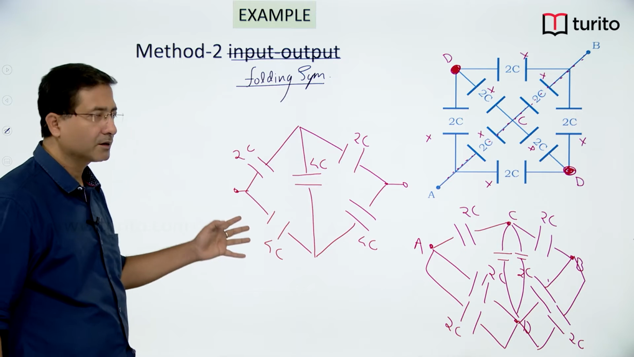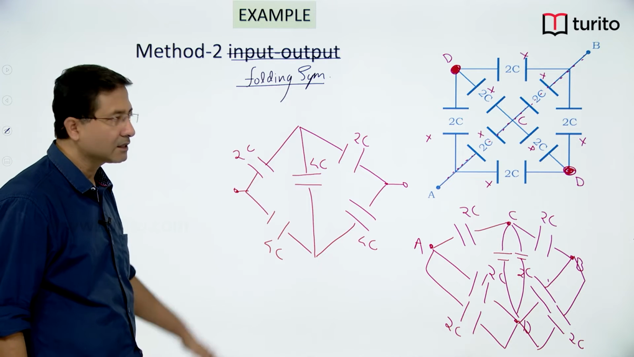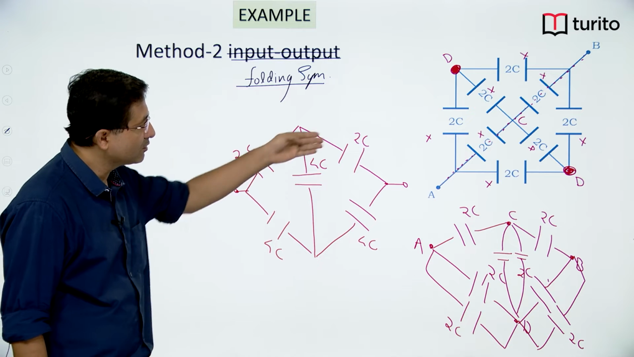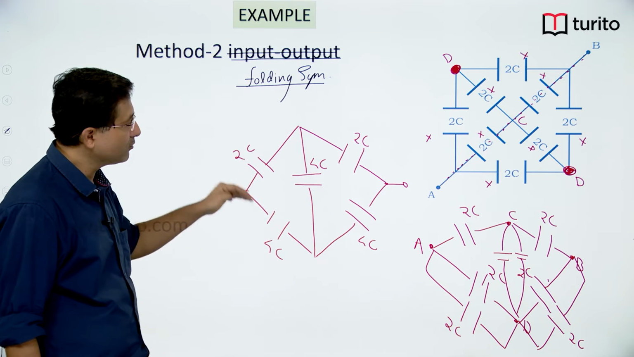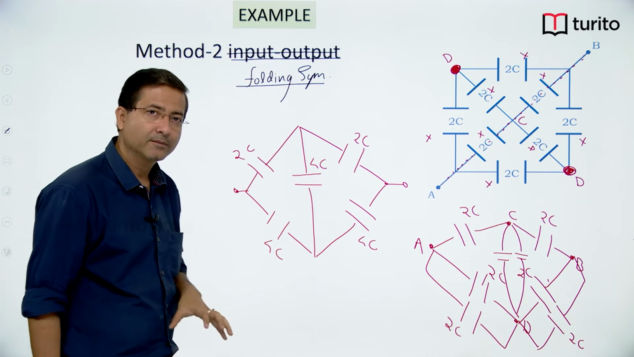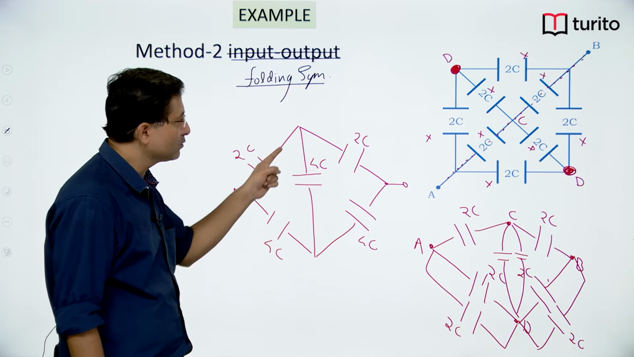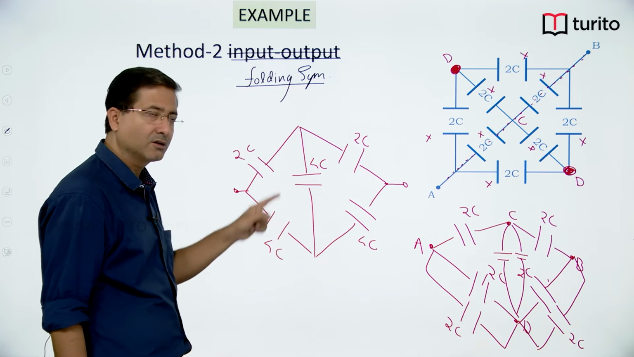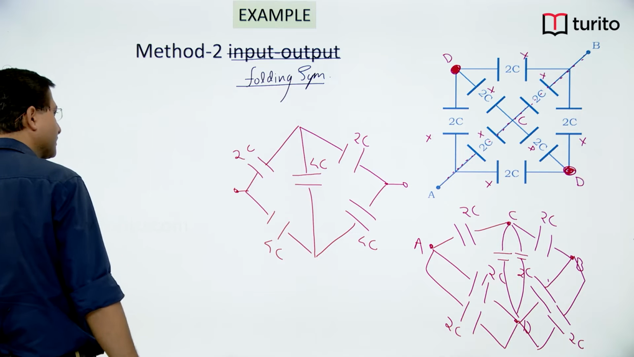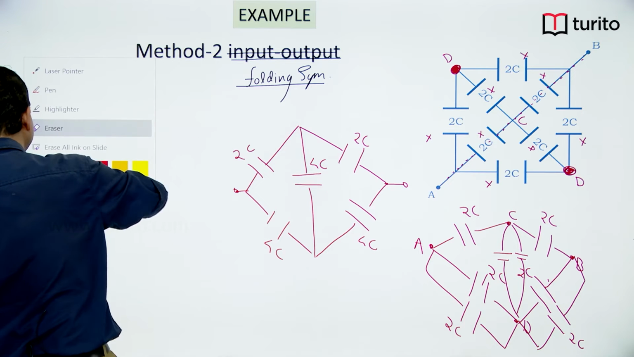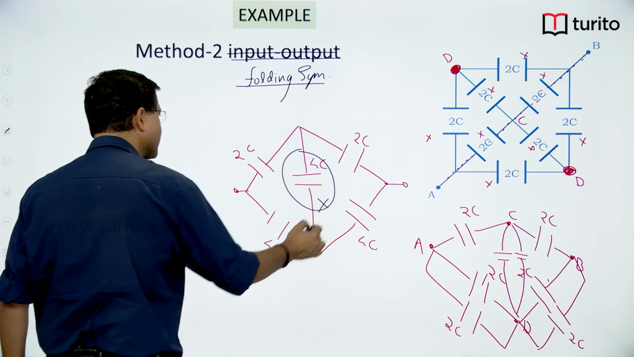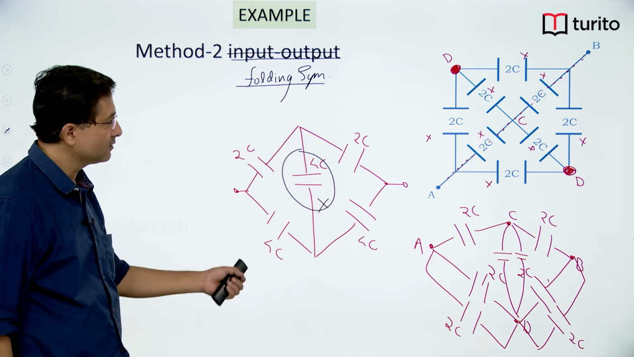Now, we cannot further reduce the circuit because now nothing is in series and parallel combination, but what I can see is that this one upon this one is equal to this one upon this one. As this one upon this one is equal to this one upon this one, this is a balanced Wheatstone bridge, right. And if it is a balanced Wheatstone bridge, there is no charge flowing through this branch. So, as there is no flow of charge through this branch, I can remove this capacitor, right.